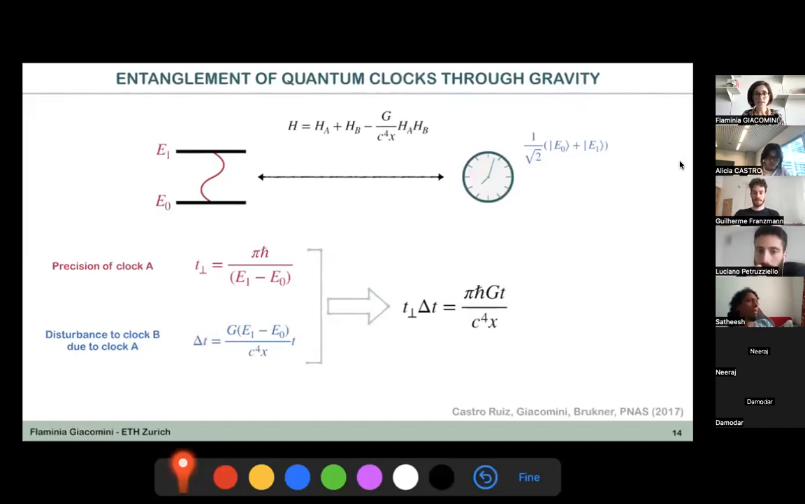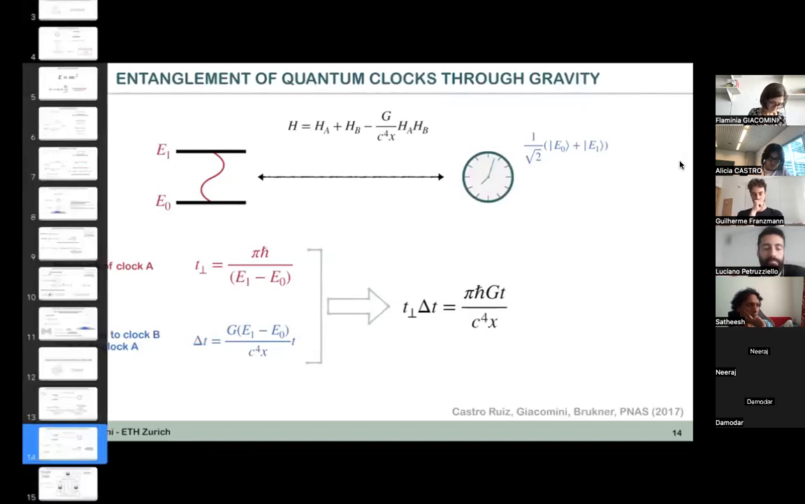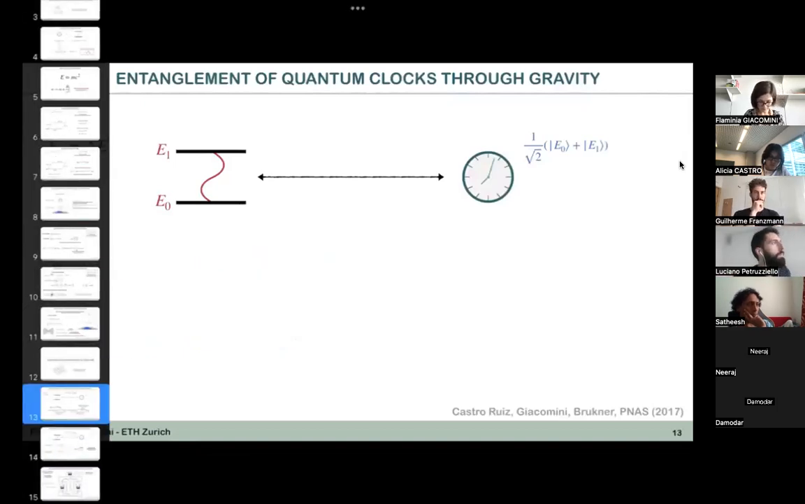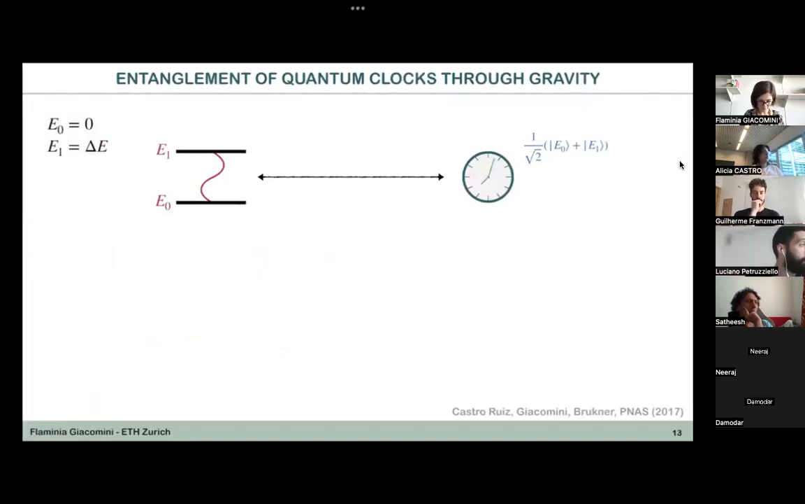Oh, I can say a thing. All right, I'm a bit lost here. So there are two clocks. Yes. And it's like two masses, and E0 and E1 are two states, which are like two masses in a superimposed state, right? Yeah. So what is the second part, the third part of the Hamiltonian, which was written two slides ago, I guess? Yes, this one, G over c4x.